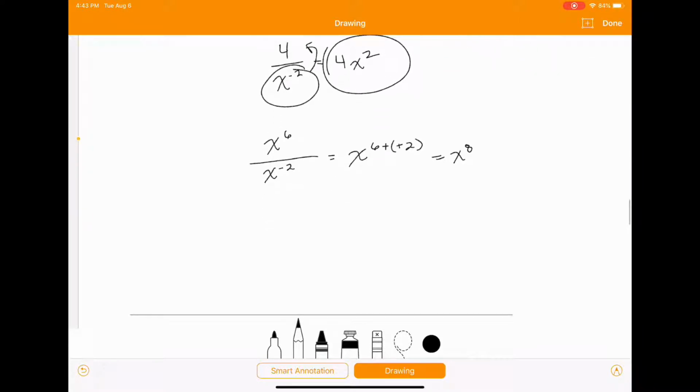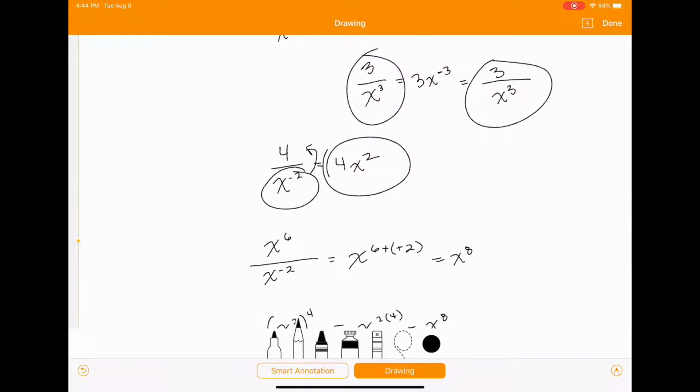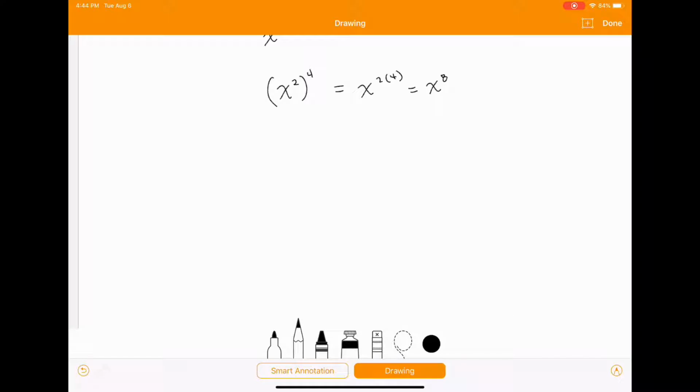Another important one that you might come across is if you have, let's say, x squared being raised to the 4th power. Then you take your exponents and you multiply them together. So 2 times 4 is going to be x to the 8th power. And so that's what you need to know about exponents. Again, just another reminder, I've gone over this before, but anything to the 0 power is equal to 1.